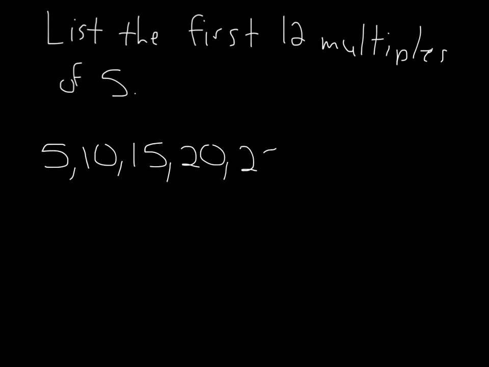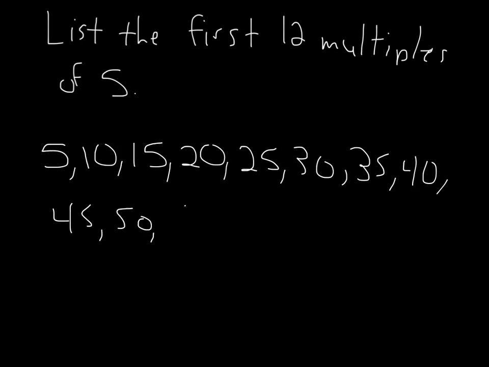5 times 5 is 25. 5 times 6 is 30. 5 times 7 is 35. And then 40. And then 45. And then 50. And then 55. And then the 12th multiple of 5 is 60.